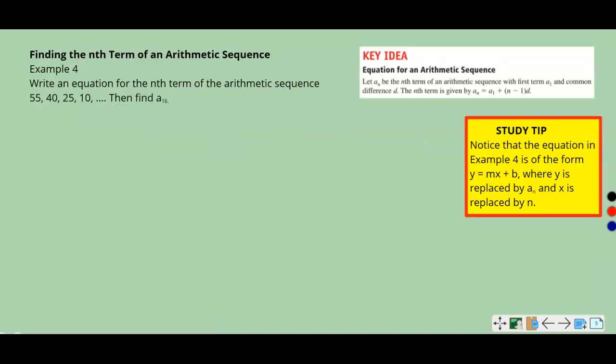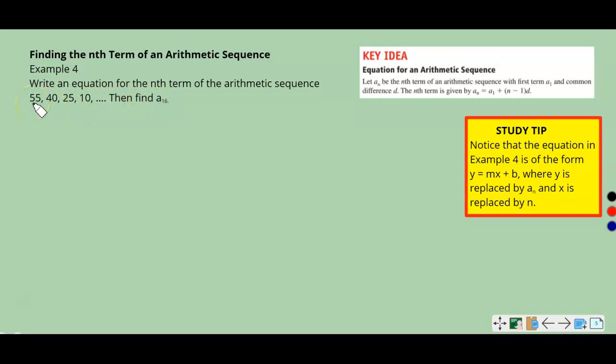Example 4, finding the nth term of an arithmetic sequence. All right, so it says write an equation for the nth term of the arithmetic sequence. And it gives you a sequence, 55, 40, 25, 10. Then after we write the equation, it says then find a sub 16, so the 16th term.